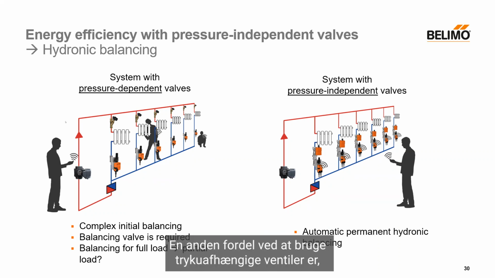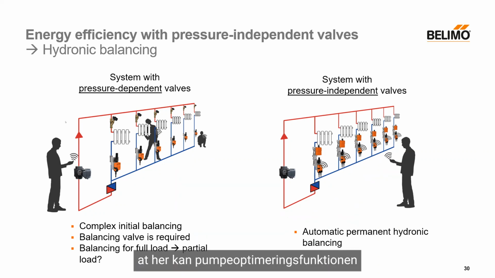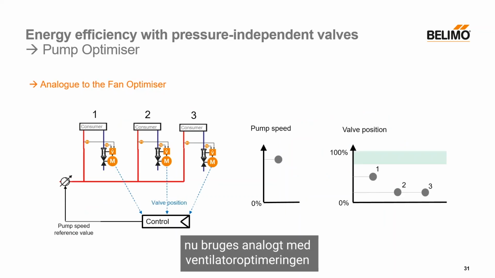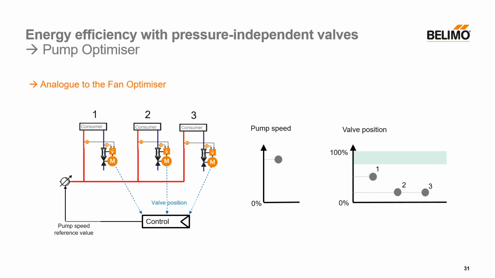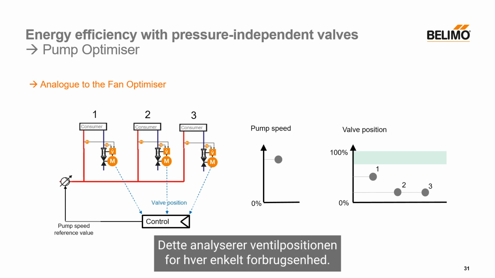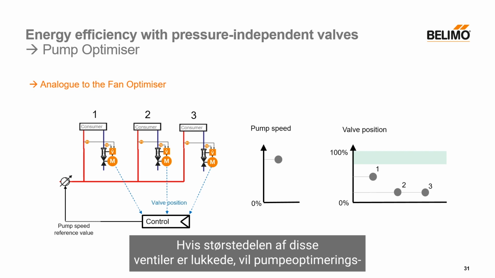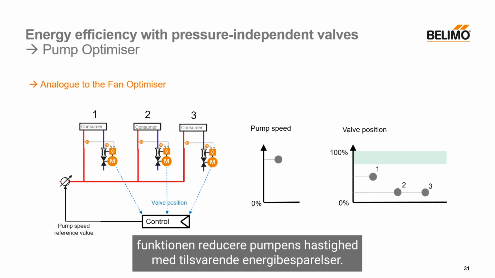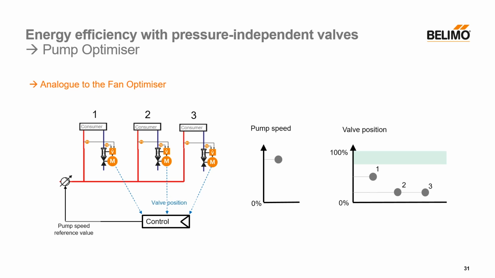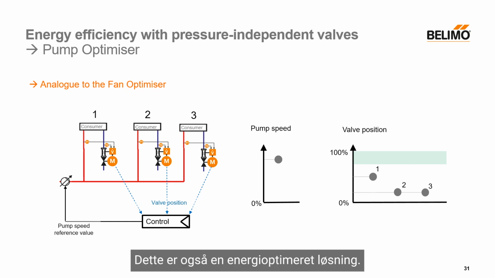Another advantage of using pressure-independent valves is that, analogous to the fan optimizer, the pump optimizer function can now be used here. This analyzes the valve position of each individual consumer. If the majority of these valves are closed, the pump optimizer function reduces the speed of the pump with corresponding energy savings. This is also an energy-optimized solution.